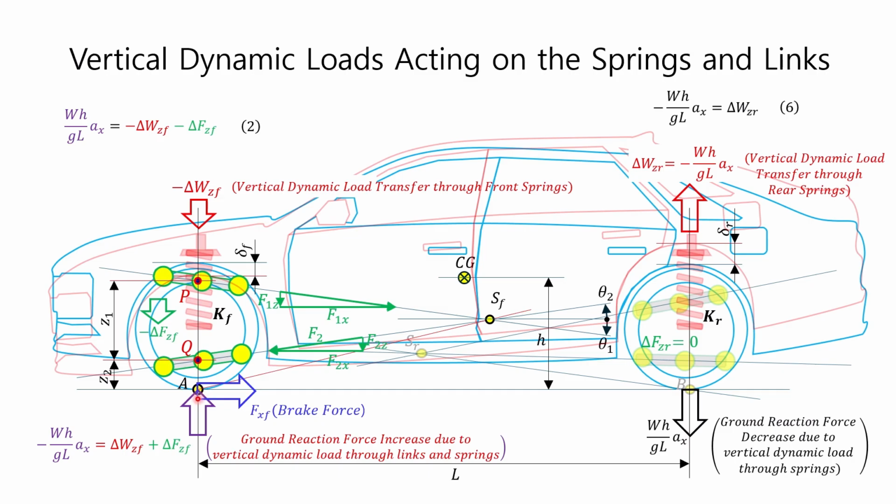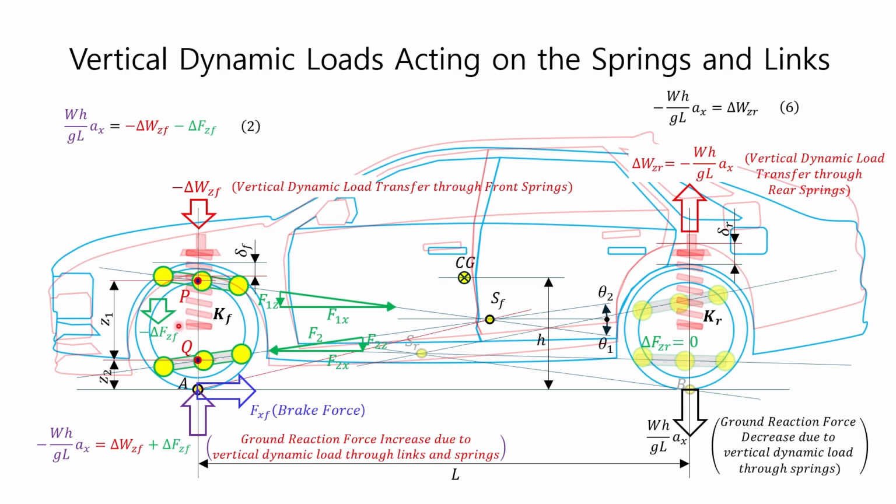through both the spring and the link, whereas in a rear suspension without a brake wheel, it occurs only through the spring. In this figure, delta WZF indicates that the vertical dynamic load acting through the spring acts vertically downward, compressing the spring, and similarly, delta FZF indicates that the vertical dynamic load acting through the links acts vertically downward, compressing the links.